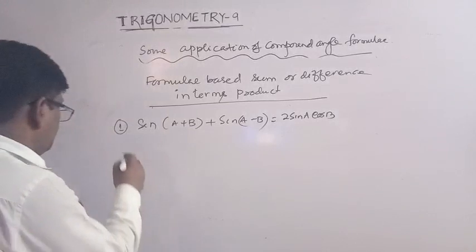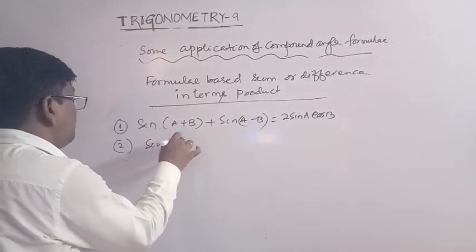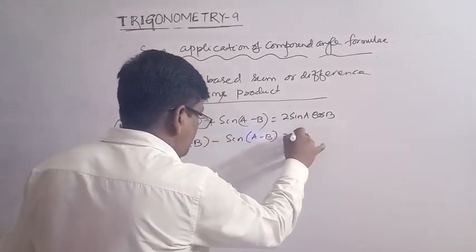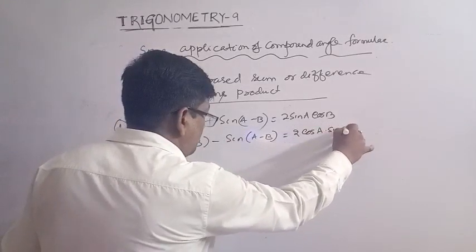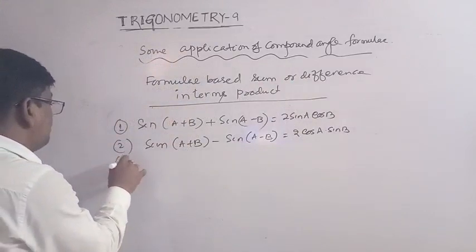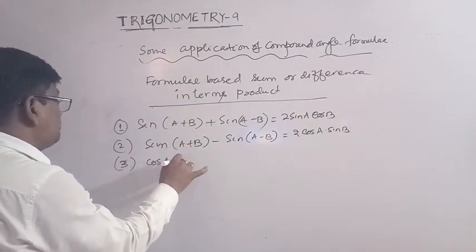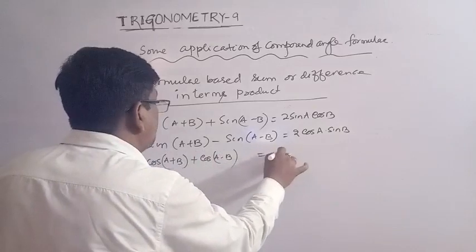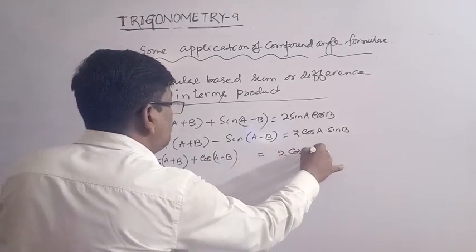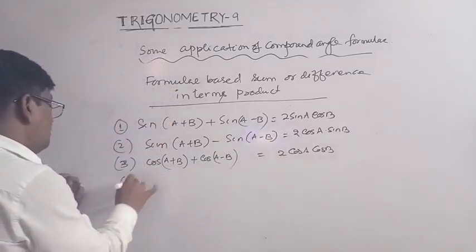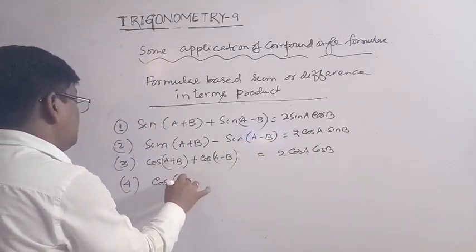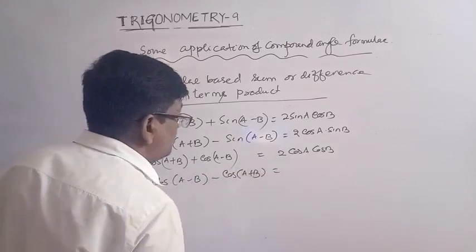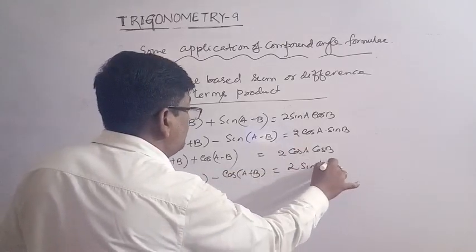Now, number 2 is sin(A+B) − sin(A−B) is equal to 2 cos A sin B. Number 3 is cos(A+B) + cos(A−B) is equal to 2 cos A cos B. Number 4 is cos(A−B) − cos(A+B) is equal to 2 sin A sin B.